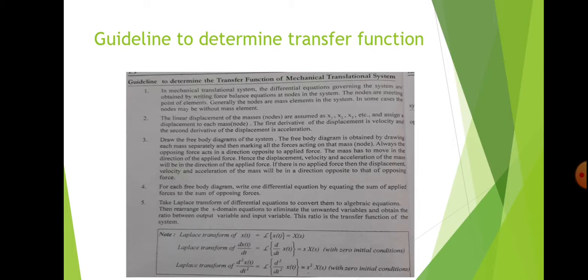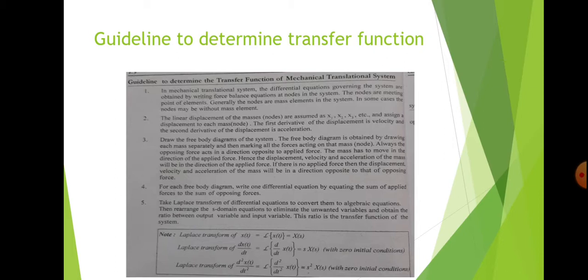And there are some guidelines to determine the transfer function of a mechanical translational system. The first one is, in a mechanical translational system, differential equations governing the system are obtained by writing force balance equations at nodes in the system. The nodes are meeting points of the elements. Generally, the nodes are mass elements in the system. In some cases, the nodes may be without a mass element.